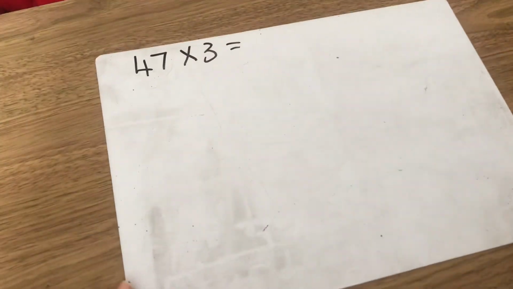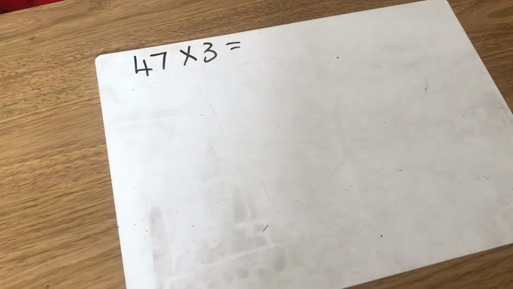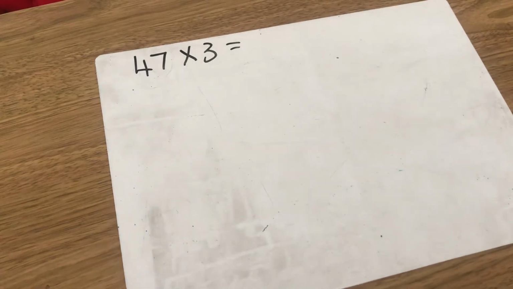So here's the question: 47 times 3. What I'd like you to do is pause the video right now, have a little go at working it out using our grid method. When you think you've done it, just press play and you can find out what the answer was using the correct calculation method. Okay? Brilliant, everybody.